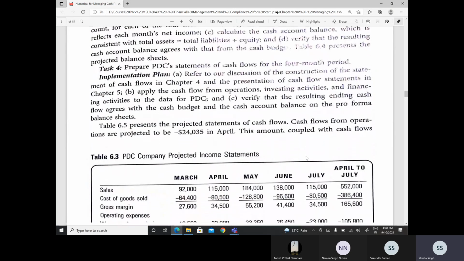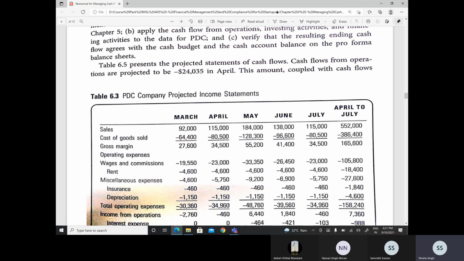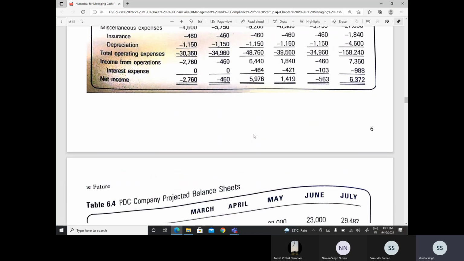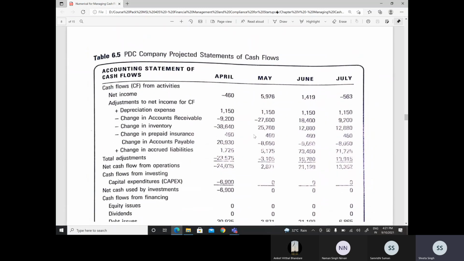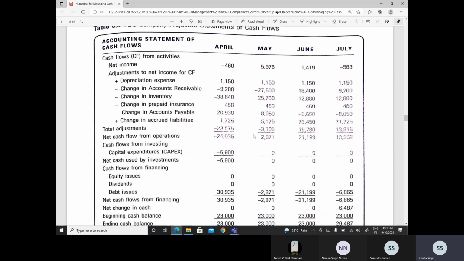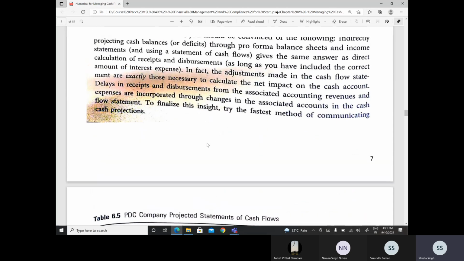So table 6.5 will present the statement of cash flows. Cash flows from operations are projected to be minus 24,035 in April. This amount coupled with cash flow, so let us see the cash flow statement. This is it. If you recall, we had already done this in the previous chapters. So we can start like this also. So let me just give you the data and then we will see the final statement of cash flows.